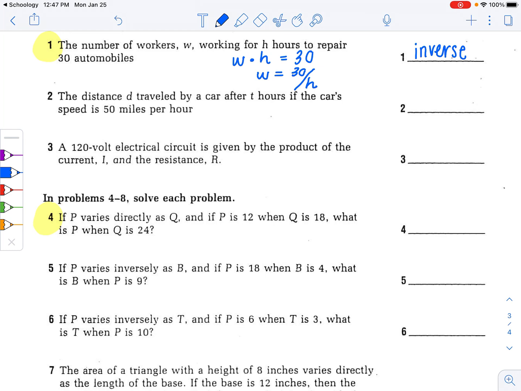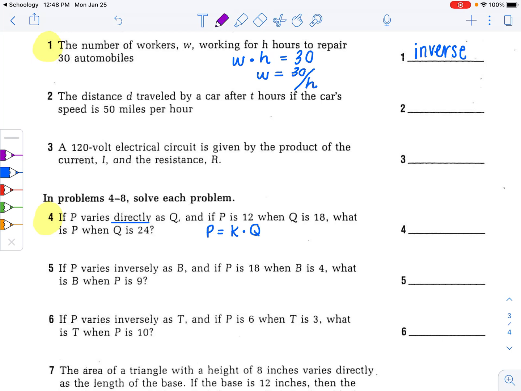So for this one, it says P varies directly. Okay, P varies directly, so that means P equals my constant times Q. Directly is telling me multiplication. So this is my problem.